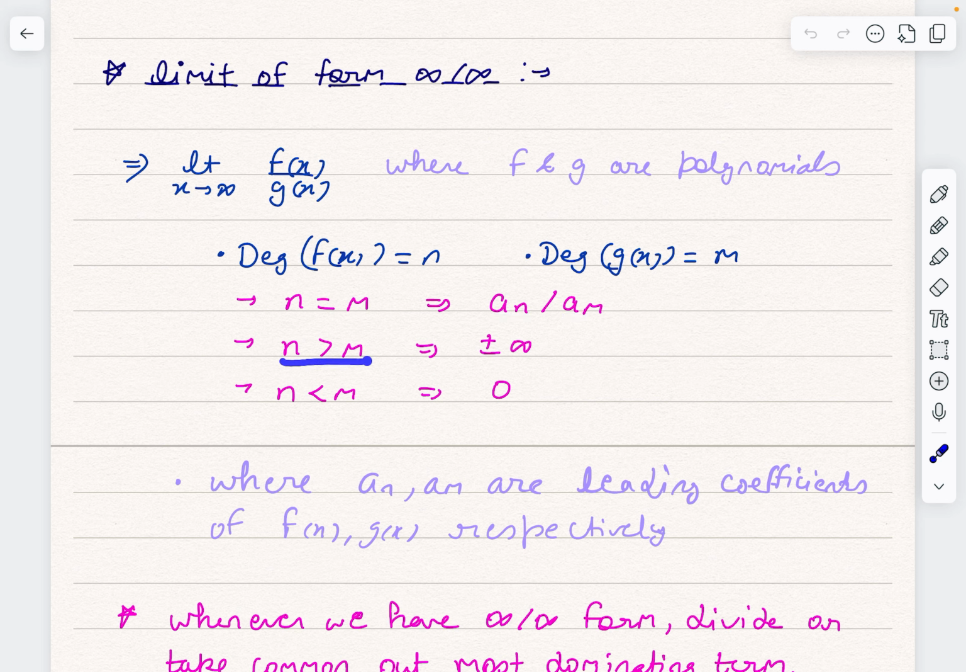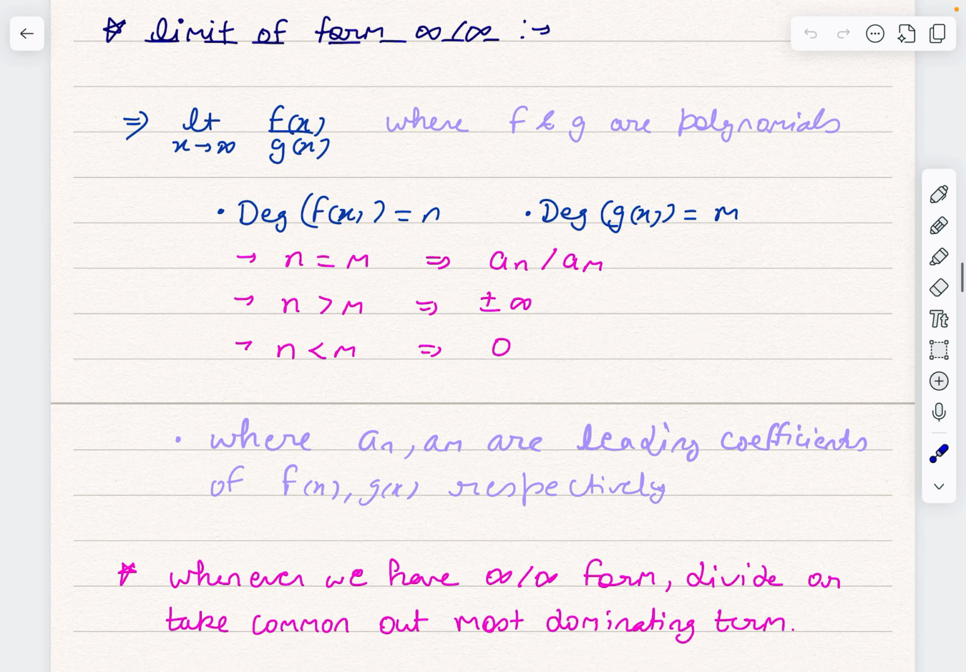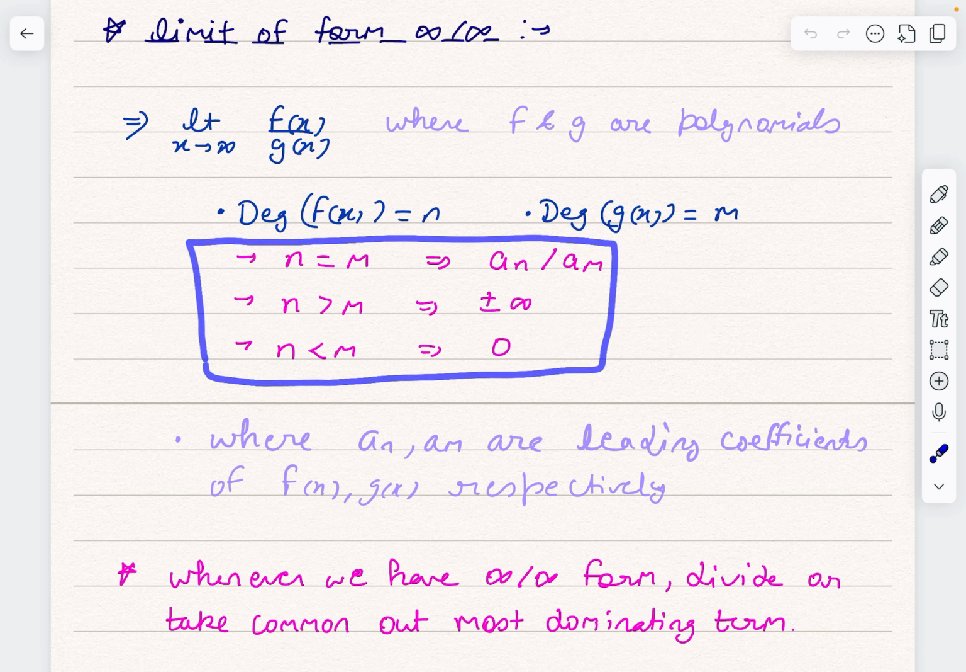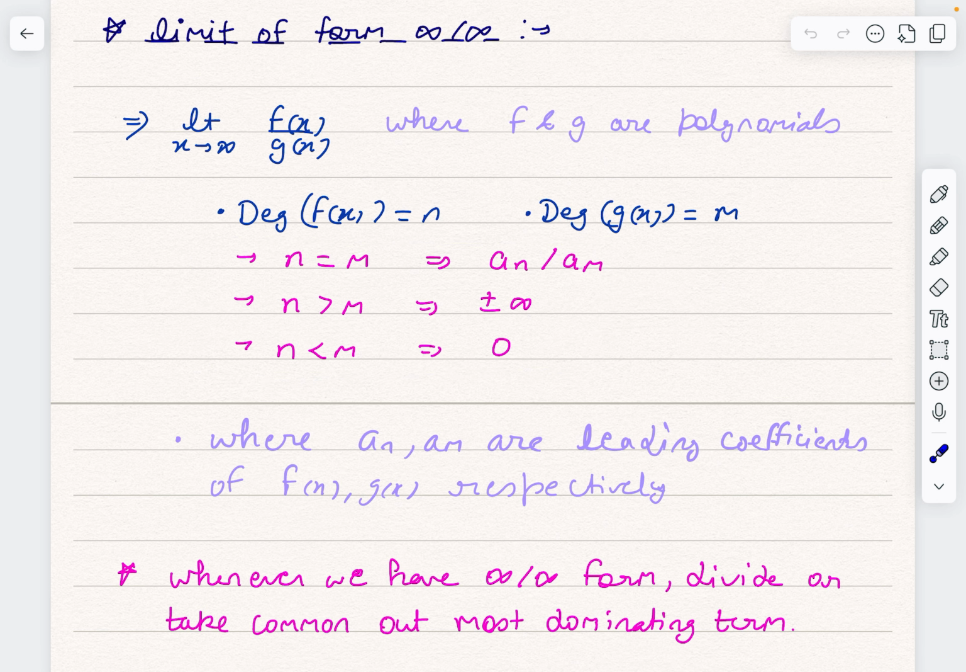If n is more than m, the degree of numerator is more than degree of denominator, the final answer will be plus or minus infinity. And when n is less than m, that means the degree of denominator is more, then the limit value will be 0. So these three cases you directly remember, it will help you solve many problems. We'll discuss the proof also, how do we get this thing.